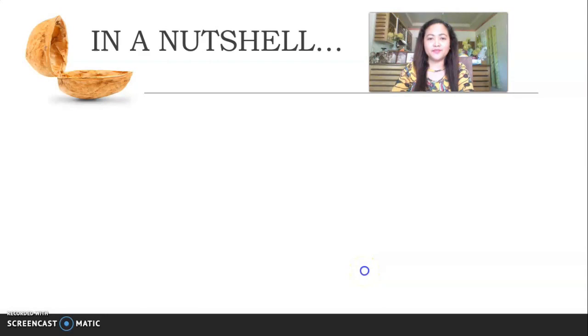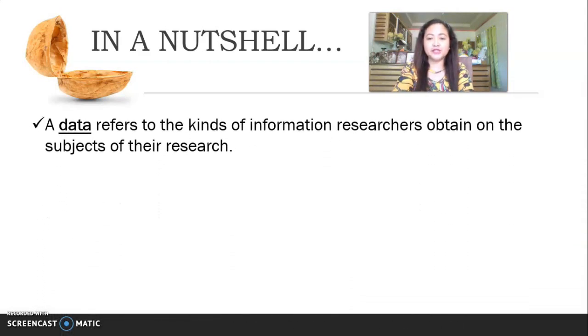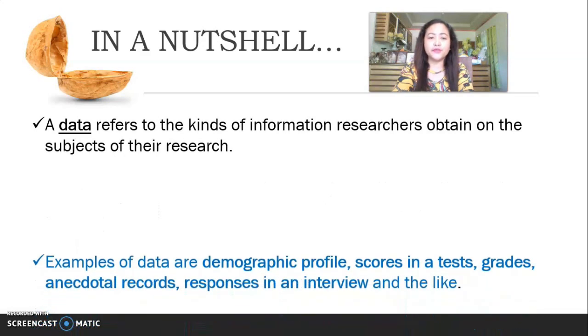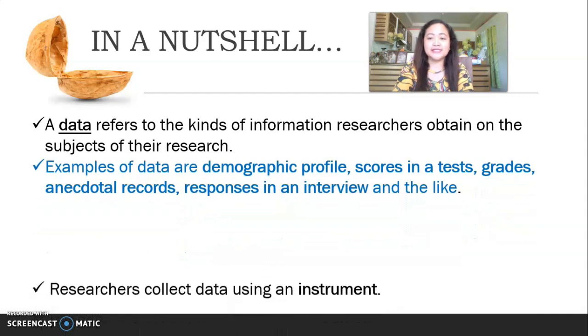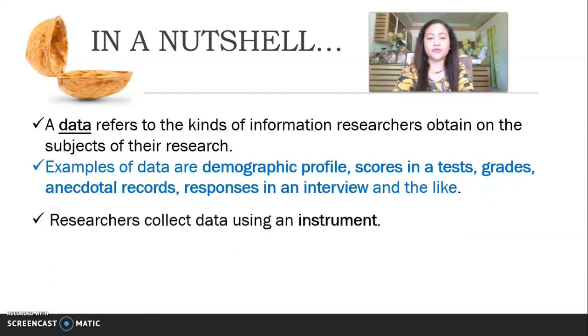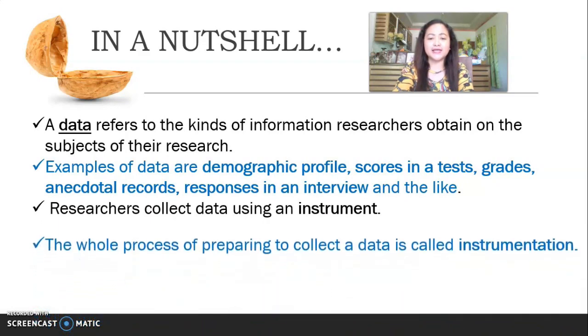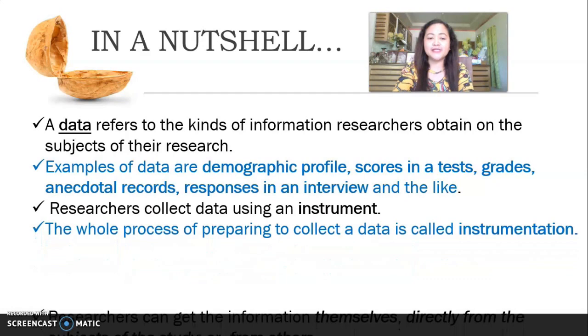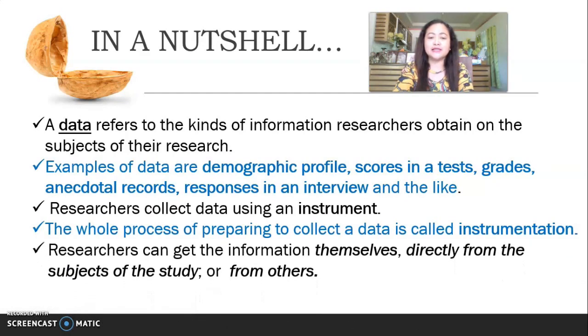In a nutshell, data refers to the kinds of information researchers obtain on the subjects of their research. Examples of data are demographic profile, scores in a test, grades, anecdotal records, responses in an interview, and the like. Researchers collect data using an instrument, and the whole process of preparing to collect data is called instrumentation. Researchers can get the information themselves directly from the subjects of the study or from others.